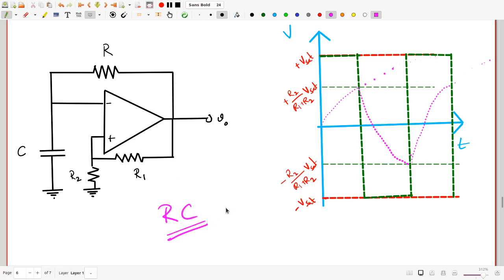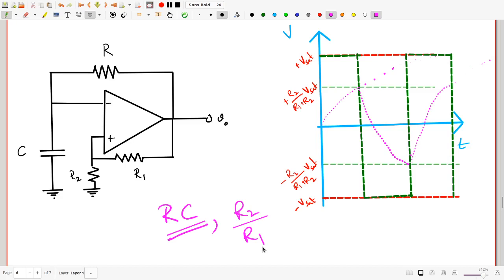In addition, it will also depend on the R2 by R1 ratio. Why? Because the upper trip point and the lower trip point voltages, the voltages this capacitor charges or discharges to, are actually controlled by the R2 by R1 ratio. So if you change the R2 by R1 ratio, the capacitor gets to charge more or less, and that will of course control the time it takes.